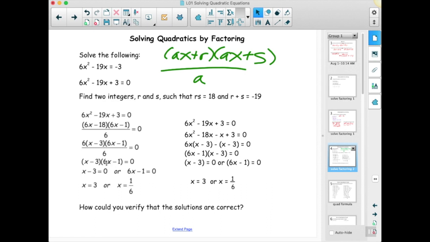Again, I would expand quickly to make sure I was right. 6 times x, 6x squared, minus x minus 18x plus 3. I'm back to where I started from. And this gives roots of 3 and 1/6.